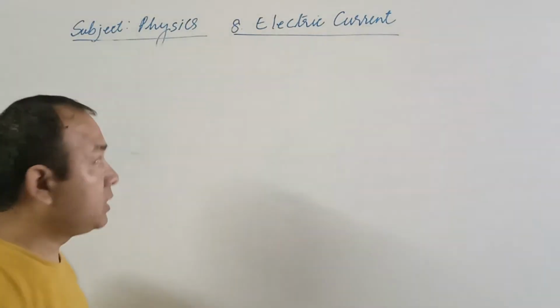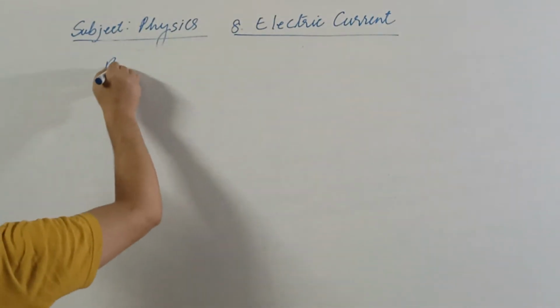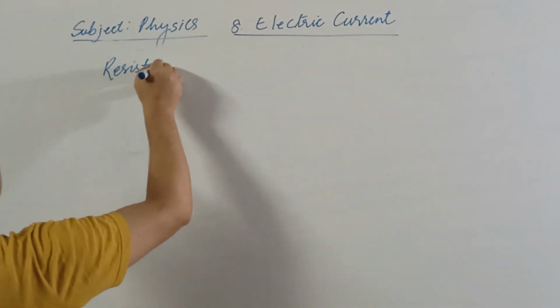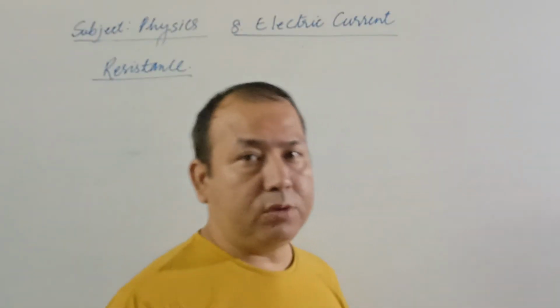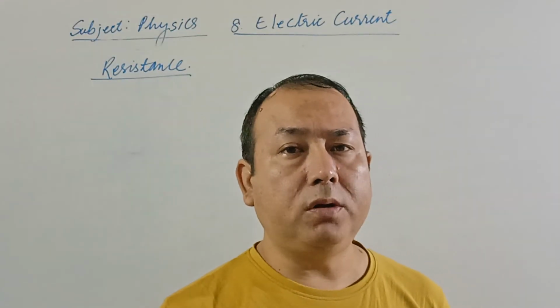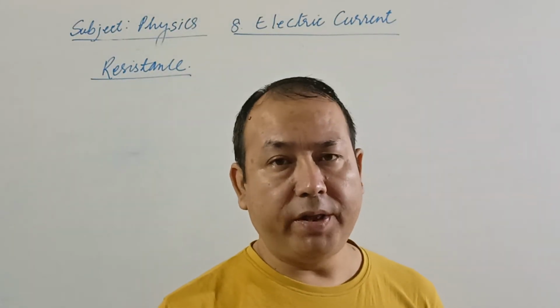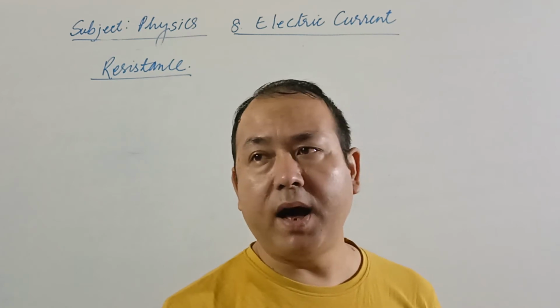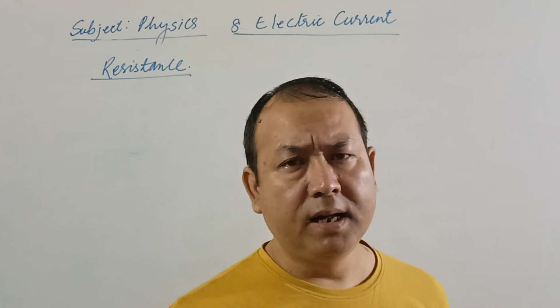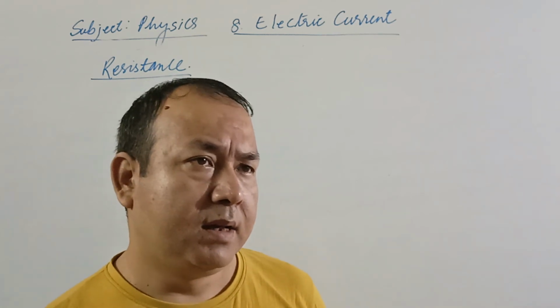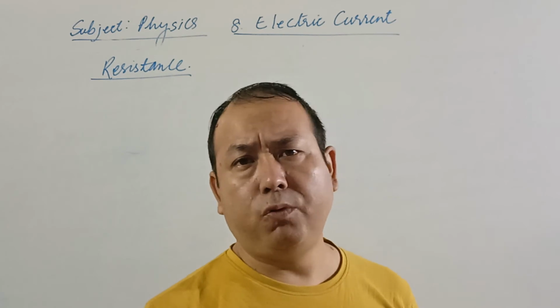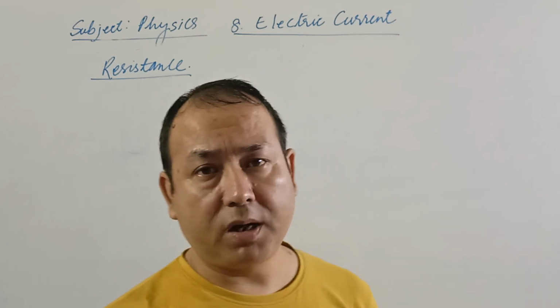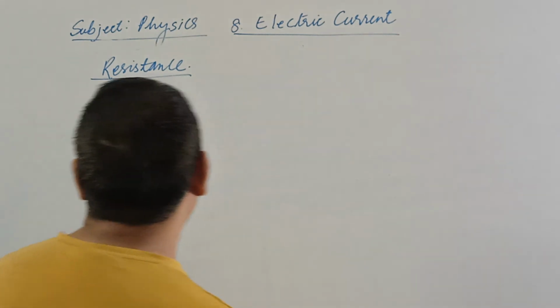Resistance. What is resistance? What is its SI unit? Resistance is actually the obstruction offered to the flow of electric current. When the electric current flows through the conducting wire or any conductor, the flow of electric current is obstructed. This obstruction offered to the flow of electric current is what we call the resistance of the conductor.